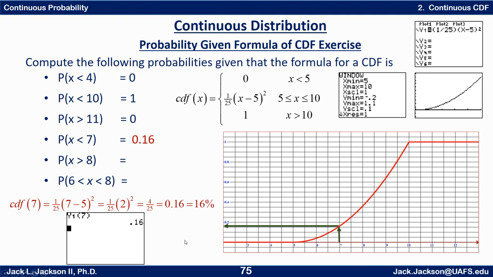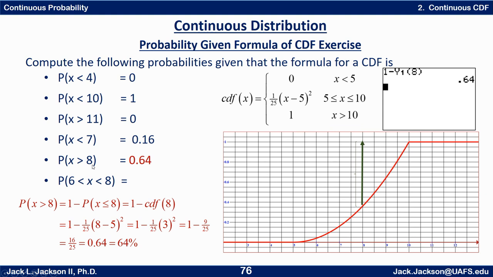How about the probability x is greater than 8? Figure that one out and come back when you've got it done. Press pause now. Well, a greater than probability to the right is always going to be 1 minus the CDF. So the probability that x is greater than 8 is 1 minus the probability that x is less than or equal to 8, which is 1 minus the CDF of 8.